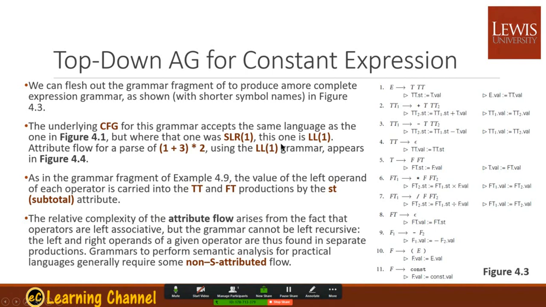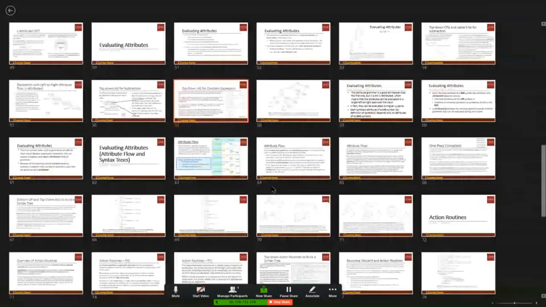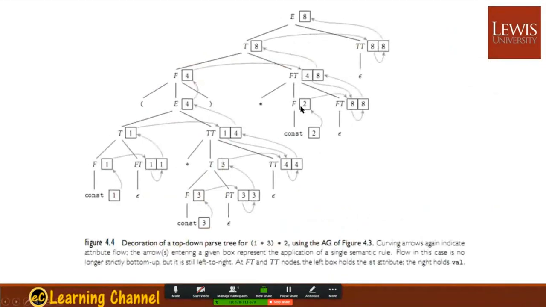and this one is LL1, and for LL1 we use the L attribute. Attribute flow past this: 1 plus 3 parentheses times 2 is LL1. Grammar appears in Figure 4.4. Let's go to Figure 4.4. This one is the LL1 grammar declaration.